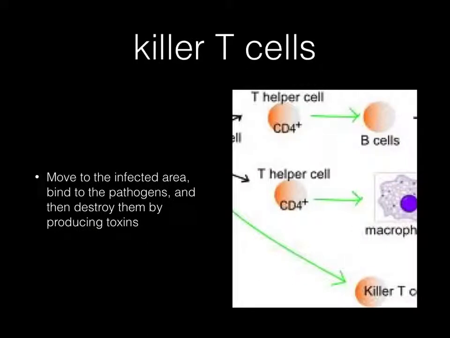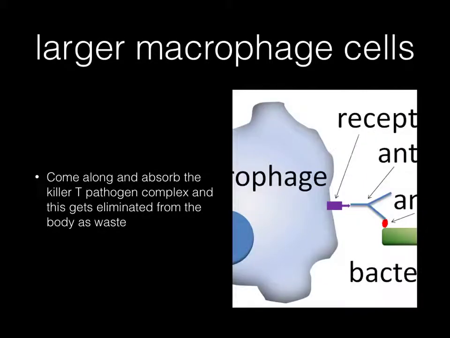Killer T cells move to the infected area, bind with the pathogen, and then destroy them by producing toxins. Larger macrophage cells come along and absorb the killer-pathogen complex, and this gets eliminated from the body as waste.